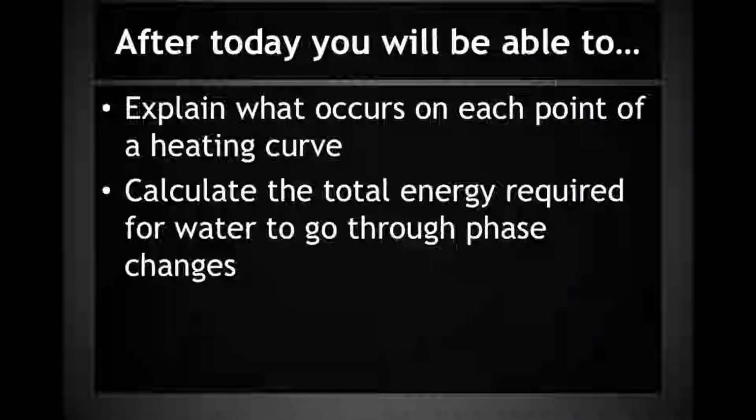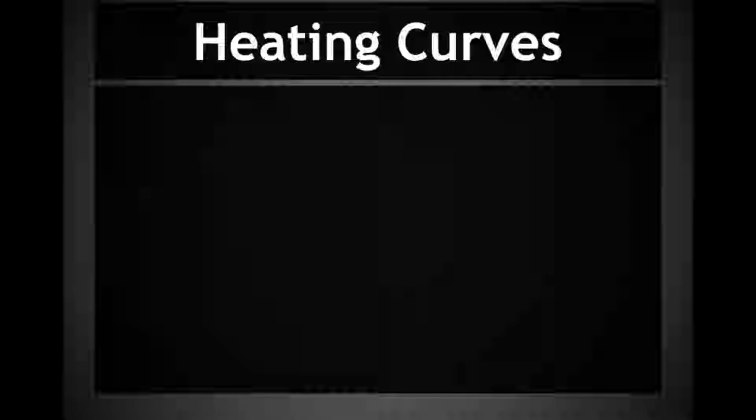And we're going to use heating curves to calculate this. So we're going to explain what occurs on each point of the heating curve, which I'll show you in some pictures in a minute. And we're going to be able to calculate the total energy for water to go through phase changes. And we can do this with not just water, we can do this with any element that goes through phase changes. For example, solid, liquid, and gas are phase changes.